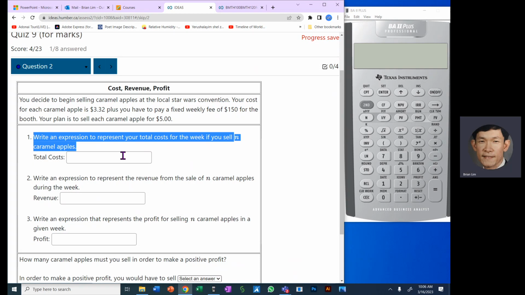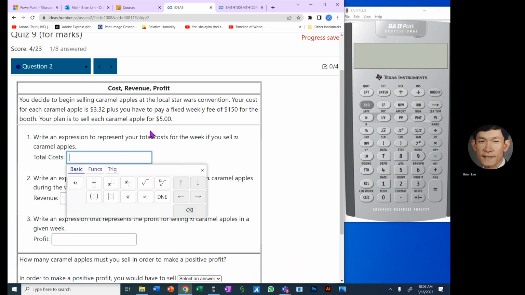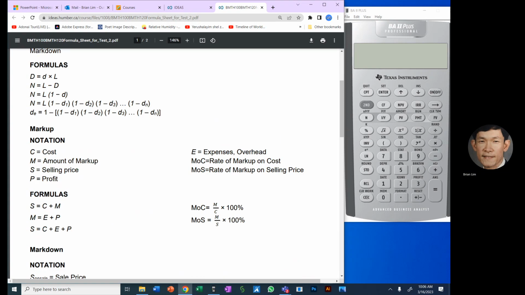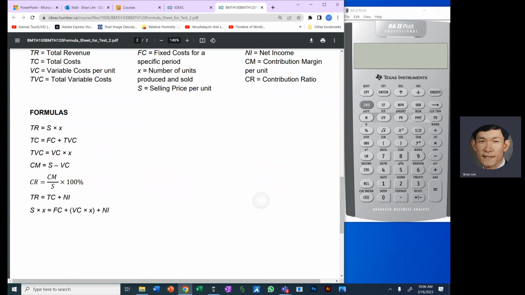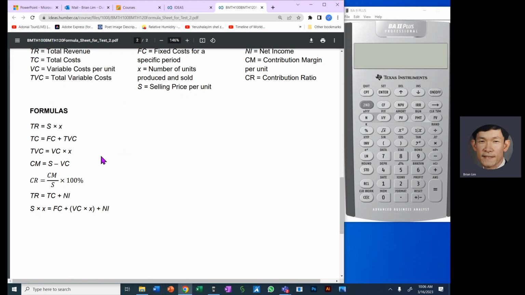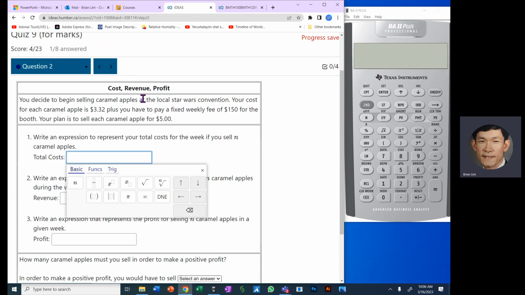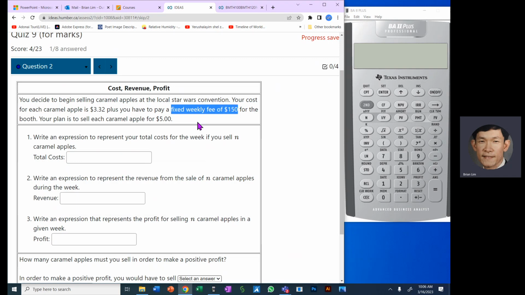All right, now the total cost is what? Well, we have the formula sheet. You've seen it before. Let's scroll down to total cost is equal to the fixed cost plus the total variable cost. FC is the fixed cost, TC is the total cost, and TVC is the total variable cost. So how do we get those numbers? Well, we look at the question. It says the fixed weekly cost is $150.